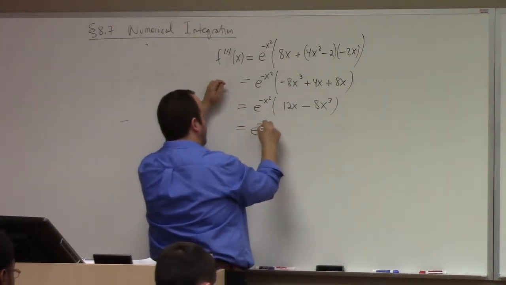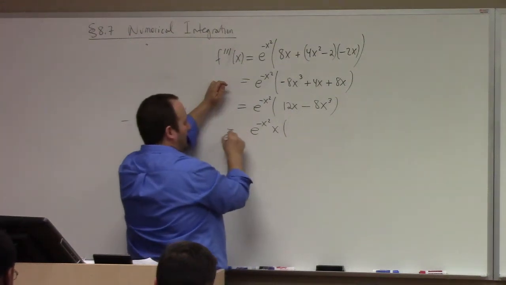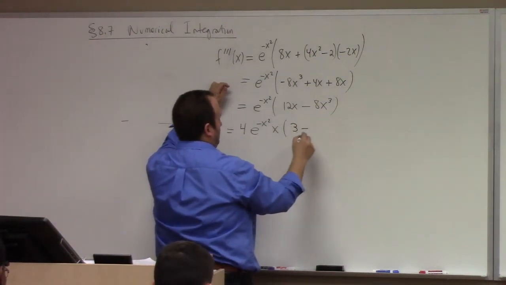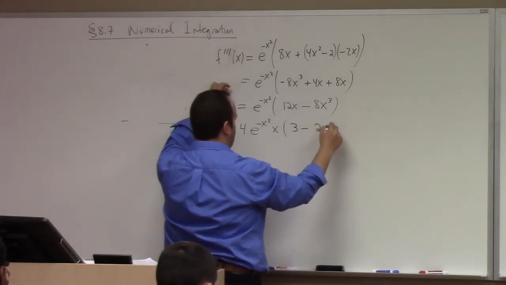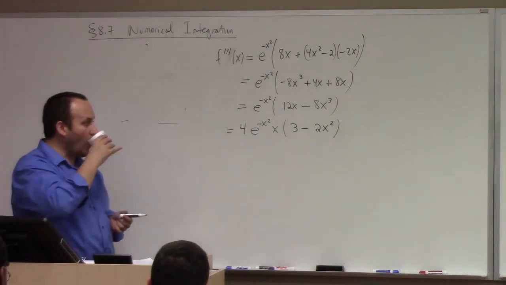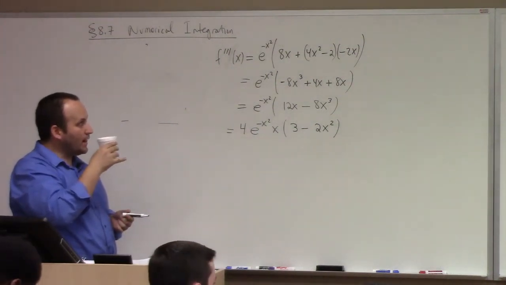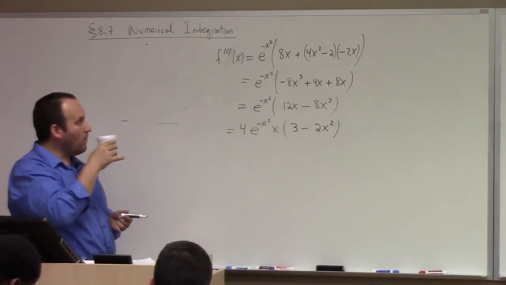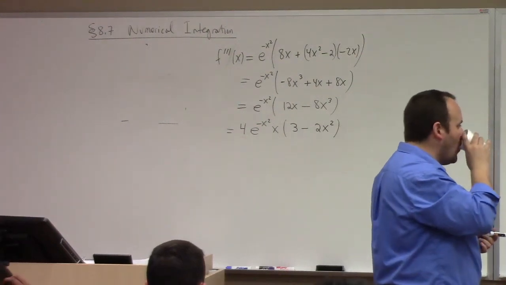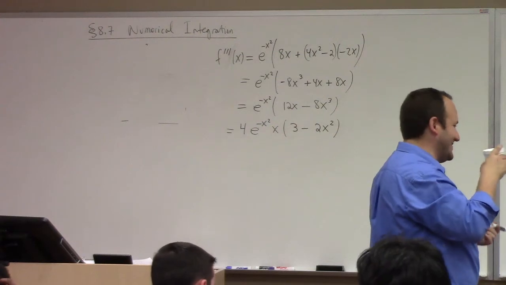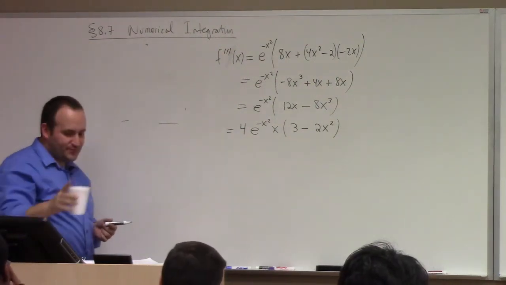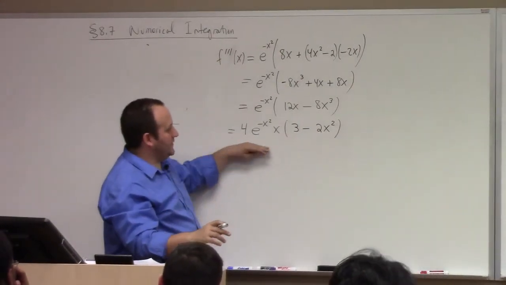Let me simplify this a little bit more. Can I pull something out here? I think I can pull out a 4, right? So if I do that, this gives me 3 minus 2x squared. What? Wouldn't that second 8x be negative? Oh yeah, my bad. I don't make mistakes. No, sorry. Except the ones I make on purpose. Okay, it's not entirely truthful.